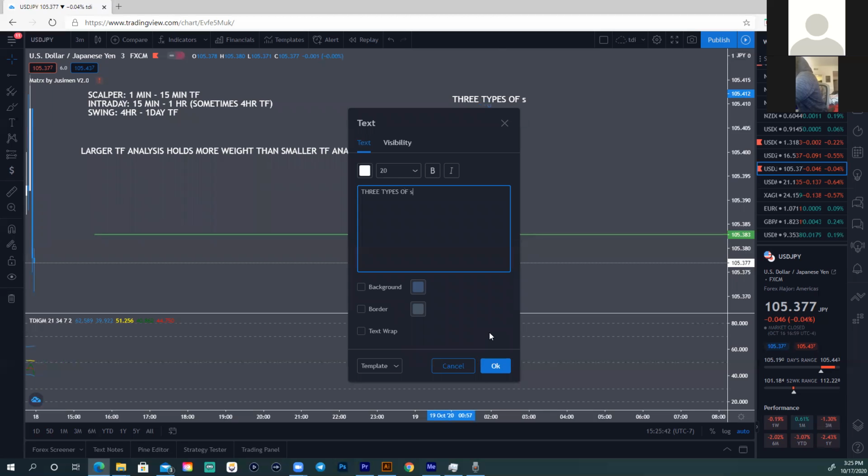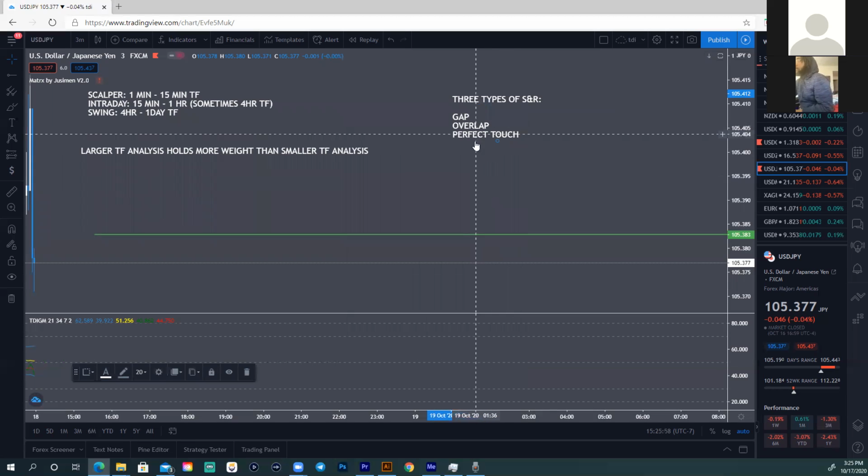I'm going to call it SNR. SNR is support and resistance, okay? You have gap, overlap, and perfect touch. So pretend like this is just a support resistance line, and I'm going to draw this out.